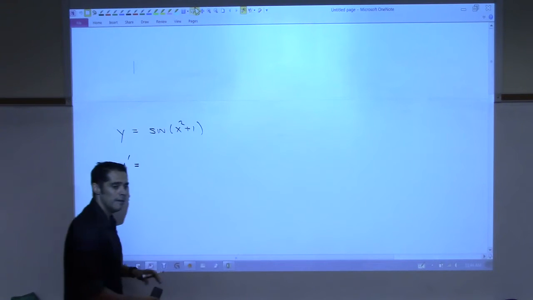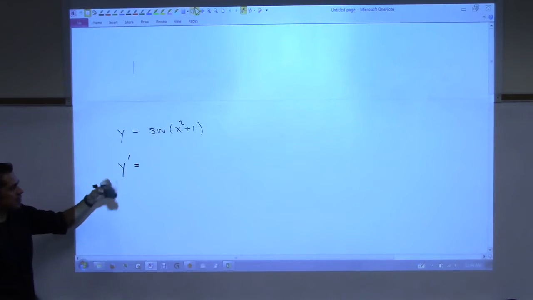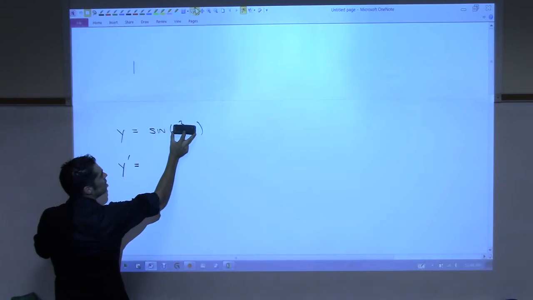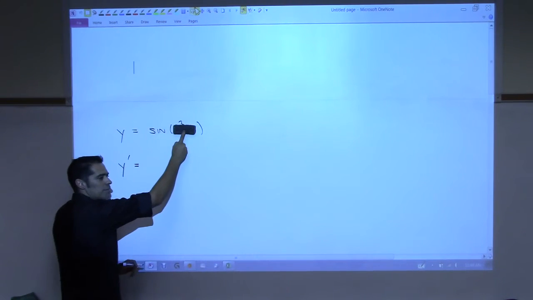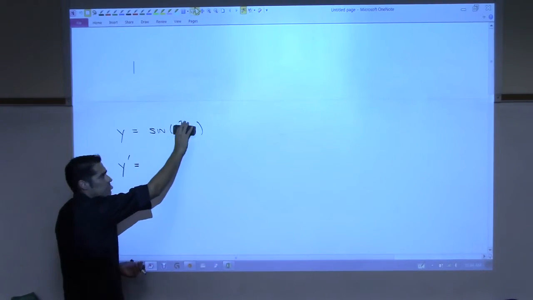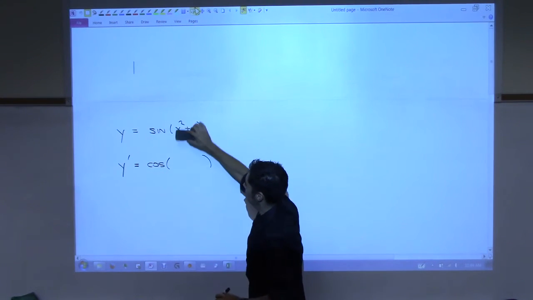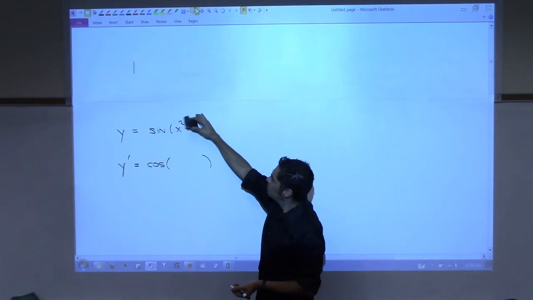The sine function. So now I'm going to use this eraser, and I'm just going to stick it right here. And I'd like to ask you what the derivative of sine of an eraser is. Cosine of an eraser. Agreed? Okay, so just write that down. Cosine of the eraser. But what is the eraser? X squared plus 1.